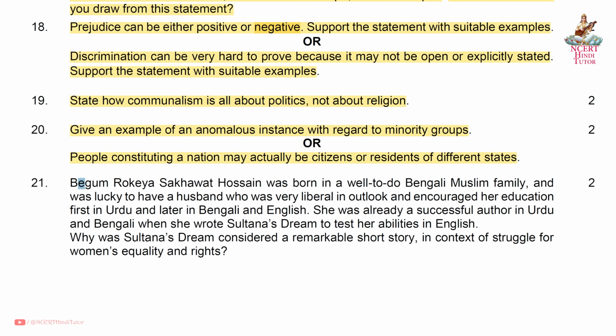Question 21. Begum Rokeya Shekhawat Hossain was born in a well-to-do Bengali Muslim family and was lucky to have a husband who was very liberal in outlook and encouraged her education, first in Urdu and later in Bengali and English. She was already a successful author in Urdu and Bengali when she wrote Sultana's Dream to test her abilities in English. Why was Sultana's Dream considered a remarkable short story in context of struggle for women's equality and rights?